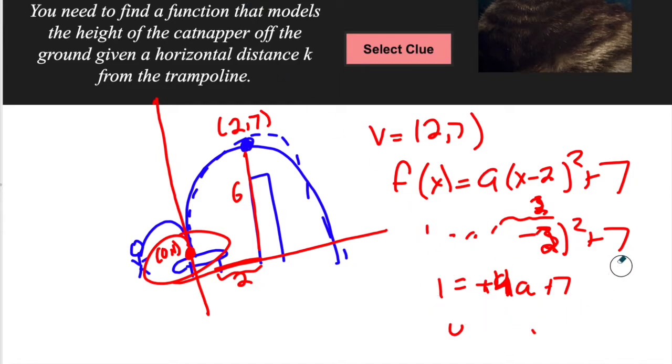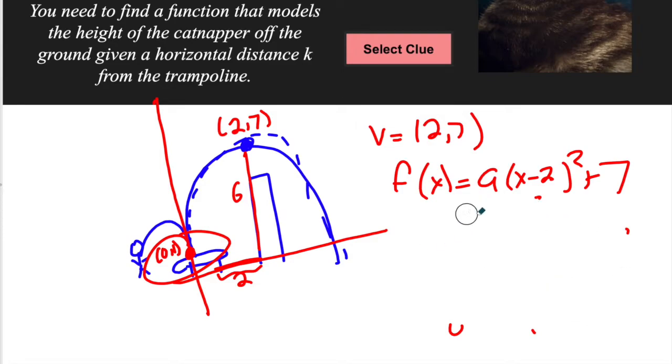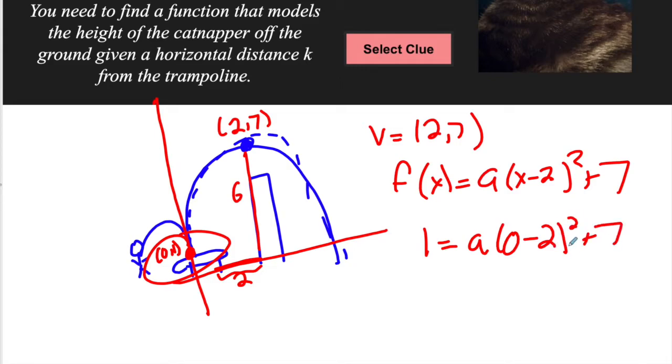So let's take a step back for those of you who might be like, what's going on? So I messed up with my vertex. My vertex should have been x of 2 because I'm 2 feet from 0 over. And then 7 because I'm 6 feet up. So what I need to do is I know that when I plug in 0 for x, what I get is 1. And so that's what this looks like.